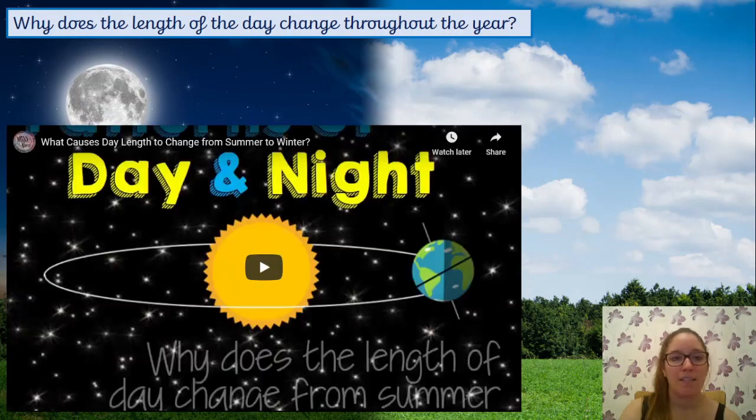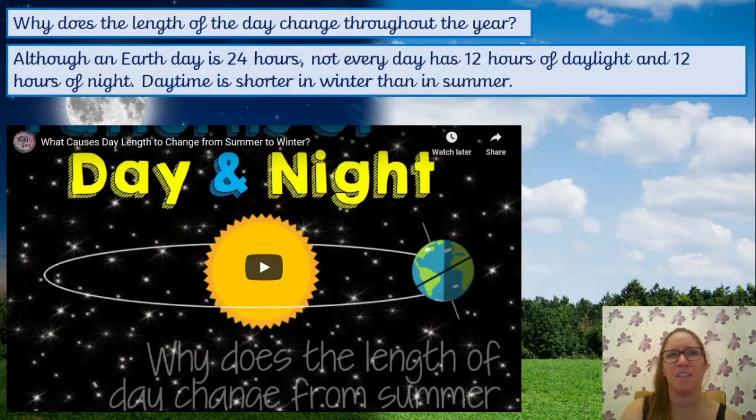Okay, so why does the length of the day change throughout the year? Now you're probably thinking it doesn't change. And you're right, because an Earth day is 24 hours, and it always stays 24 hours, because that's how long it takes for the Earth to spin on its axis. But not every day has 12 hours of daylight and 12 hours of nighttime. So some days there might be more daylight than there is nighttime, and vice versa. Daytime is shorter in winter than in summer. Let's have a look, see if we can find out why.